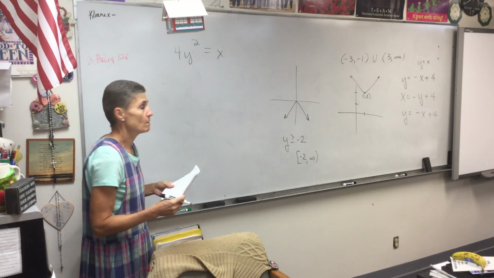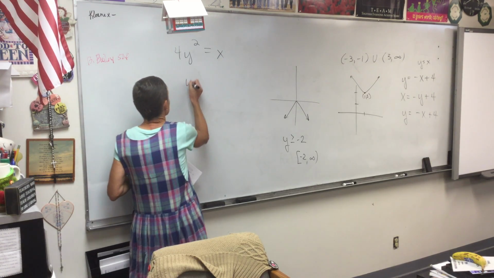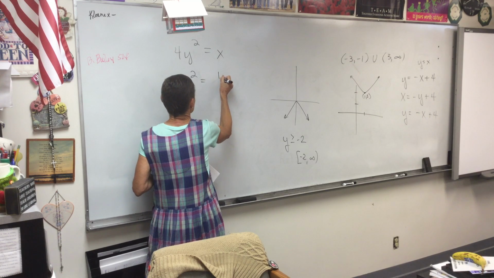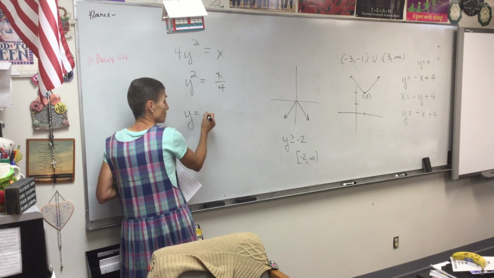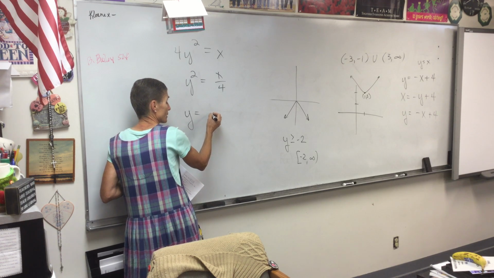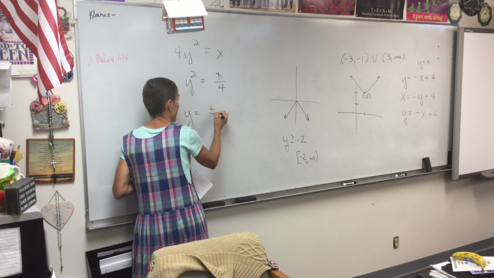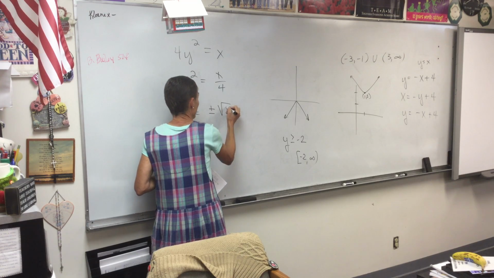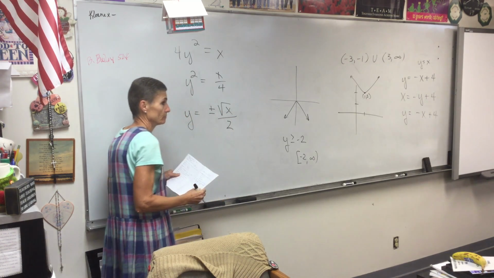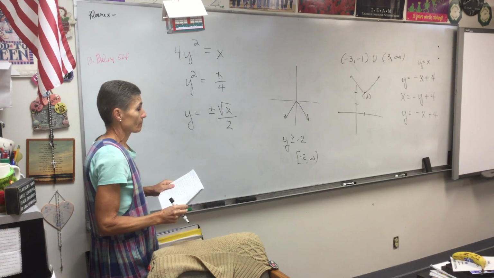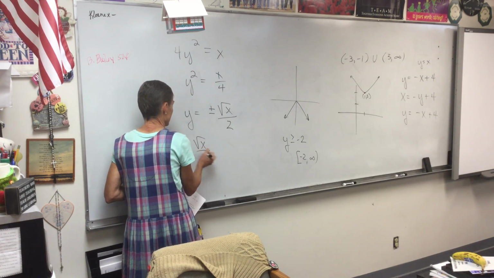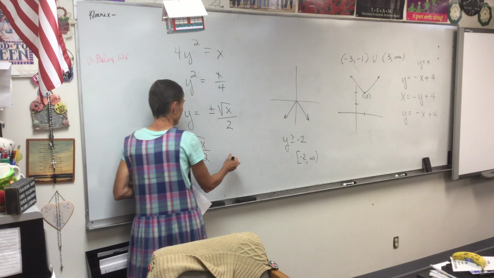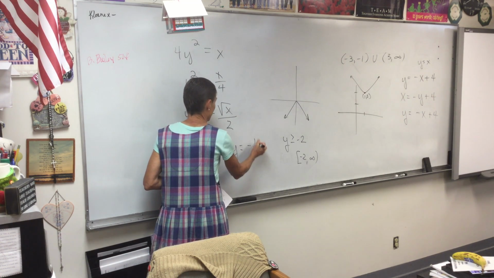Solve for y. So y squared equals x over 4. So y equals plus or minus the square root of x over 2. So there are 2 implicit functions, this one and this one.